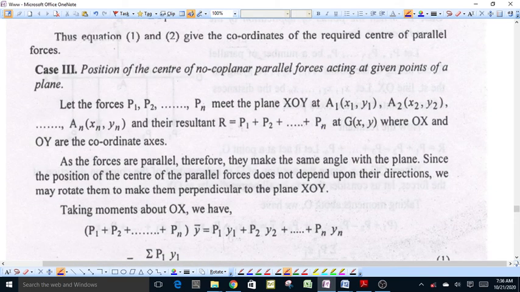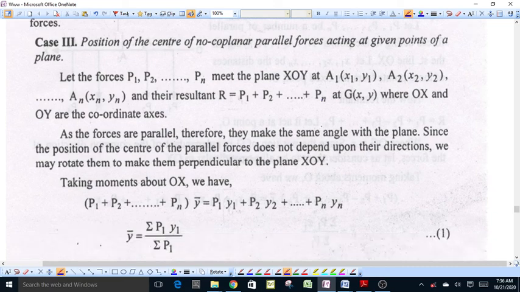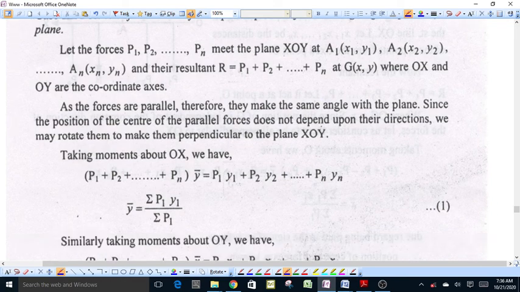Now in the third case, we have to find the center of non-coplanar forces acting at given points of a plane, but all the forces are parallel forces. Let forces P1, P2, Pn meet the xy plane at points A1 (x1, y1), A2 (x2, y2), An (xn, yn), and their resultant is equal to R, P1 plus P2 plus Pn, at G (x bar, y bar), where Ox and Oy are the coordinate axes.